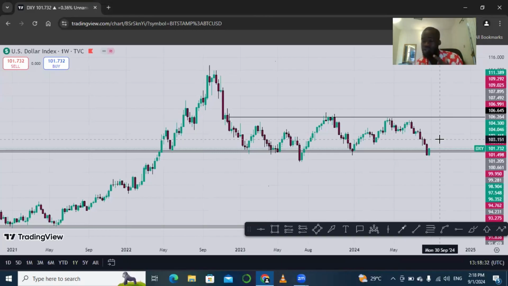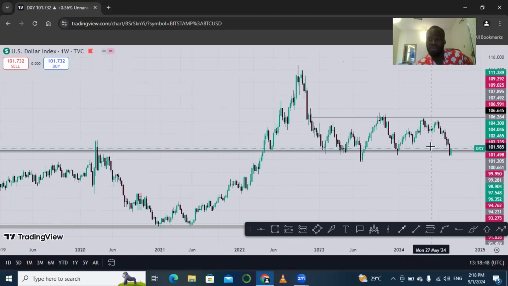Then the daily time frame is where I actually do my entries, and I don't just go down to the daily time frame and click buy or sell. I also have what I look out for, my confluences, for me to go short or long using the daily time frame.